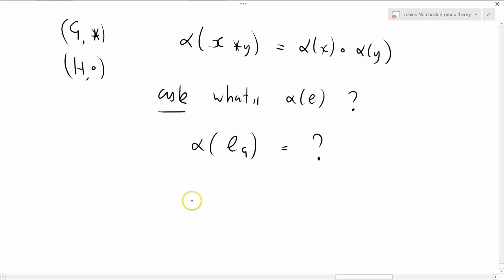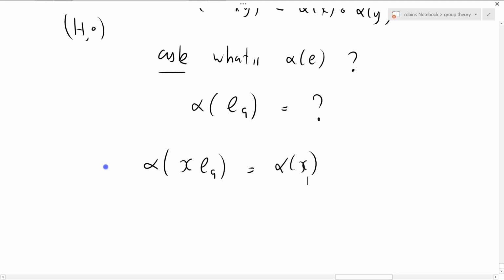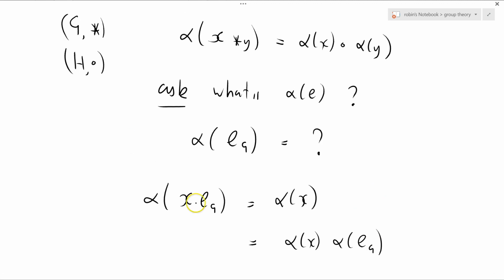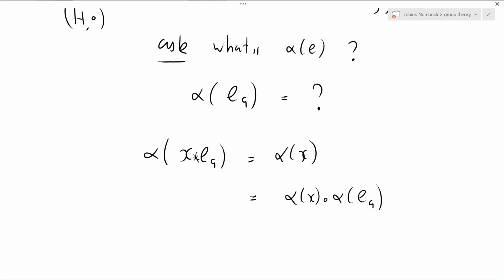Well, what I'm going to do is use the properties of the identity element in G. So I'm going to ask: alpha of x EG equals alpha of x, simply because x times EG is equal to x, but it's also equal to alpha of x, alpha of EG. And I'm being a little bit slack again, because I should be writing my group operation there. These guys x and EG are in G, so we should really be writing the star. And this should be a little circle here, because these guys on the right hand side are members of H. So these two are equal.